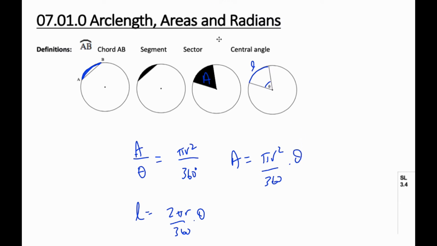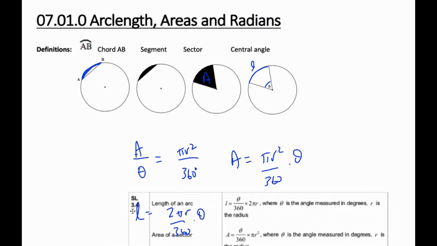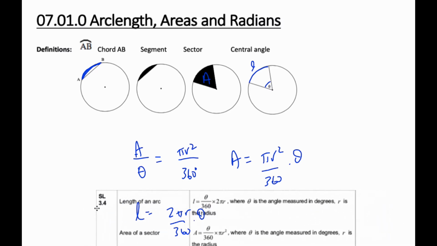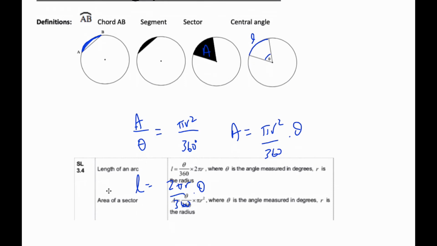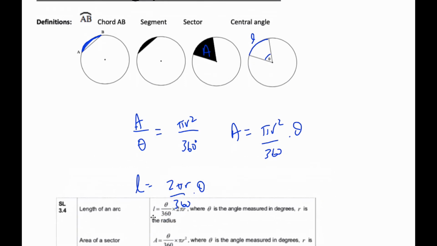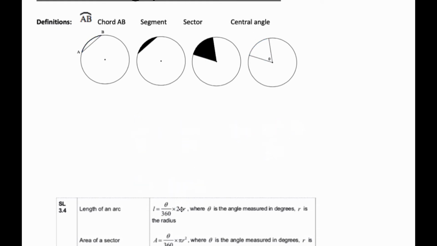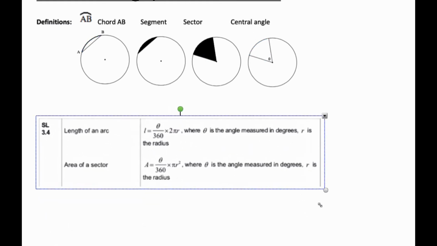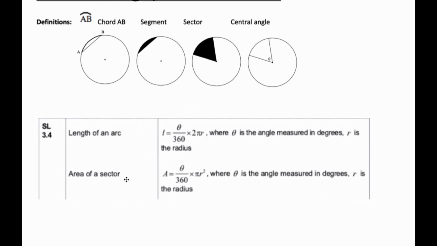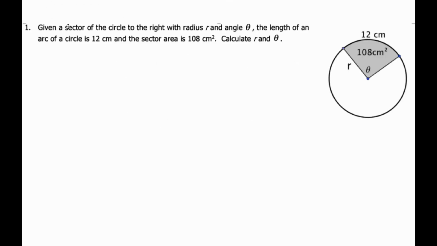But you don't have to memorize these formulas because you will see them in your formula booklet. So here they are in degrees, and it's written just slightly different, but this is the same idea. You can see clearly that the formula booklet gives you the formulas for arc length and area of a sector.